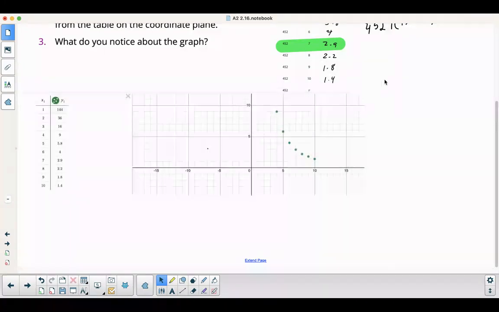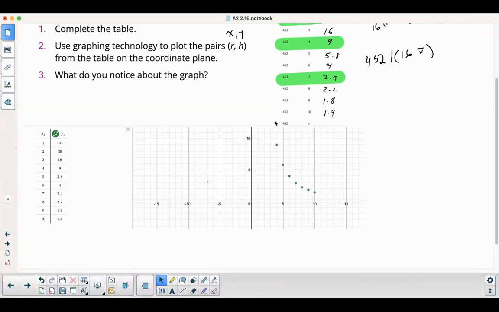So let me just delete that. I already did that. So what do you notice? Well, I'm noticing here that as the radius gets bigger, because this is my radius here on the x-axis, and this is my height. So as the radius gets bigger and bigger and bigger, the height eventually levels off. Okay, and it looks almost like an exponential decay. It's kind of getting smaller and smaller and smaller that way.